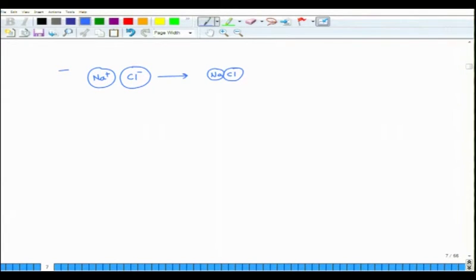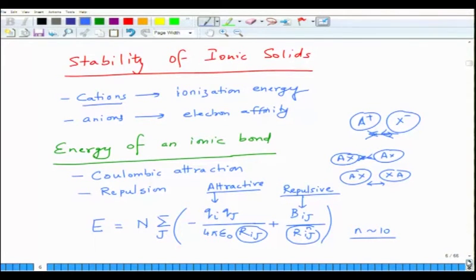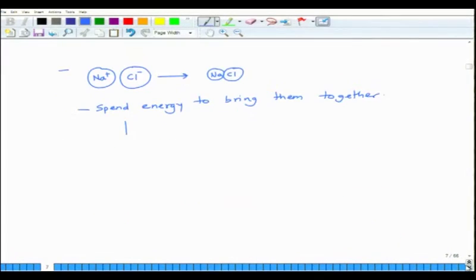So when you bring them together, you spend energy. So you spend energy to bring them together. And what is that energy? I wrote earlier, ionization energy, let us say I write it as E_I, and electron affinity, I can write it as chi_A. Okay. So it is the difference between E_I and chi_A. This is the amount of energy I need to spend in creating a bond.